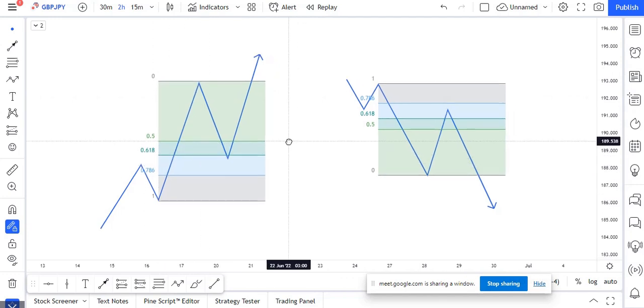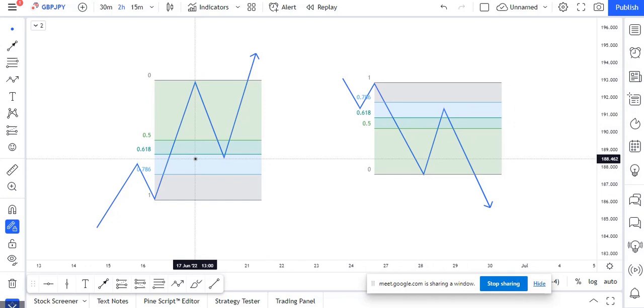So yeah, the Fibonacci golden ratio aligns with the premium and discount range. Whatever you are trading, like if you're trading long setup, it will always be in your discount range, and obviously if you're looking for short setup, it would always be in your premium range.